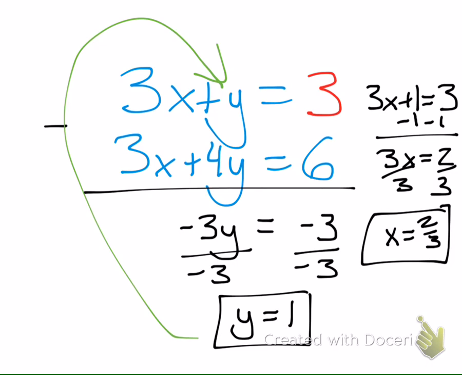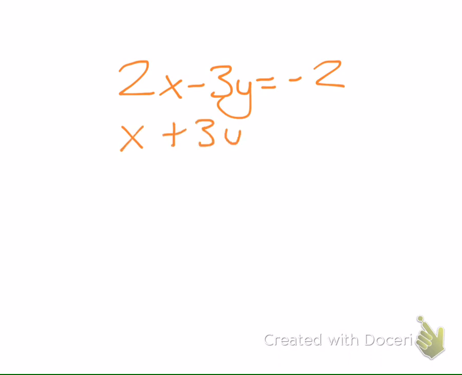So that's the only solution to this problem. X is 2/3, y is 1. Makes both of these things true. Anything else would not make both of them true. Kind of getting the hang of this now? It's really just longhand addition and subtraction and solving equations. All right, I'll give you a few minutes to try this one, and we'll check it together.